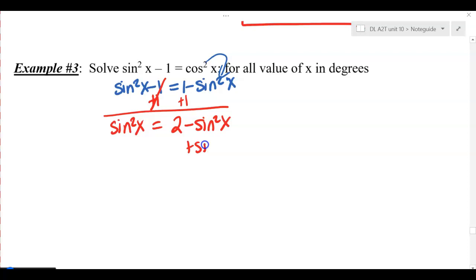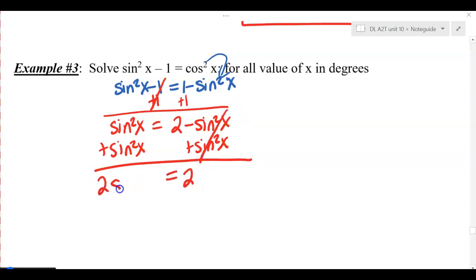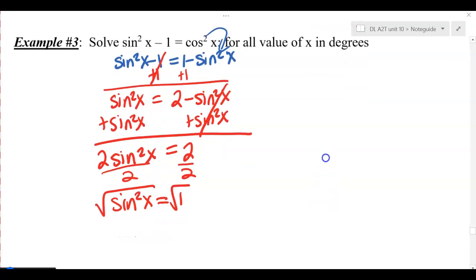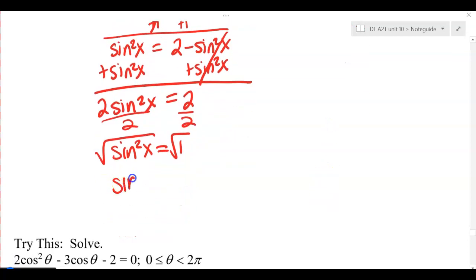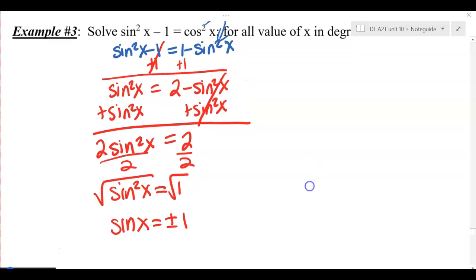And then I'm going to move the sine squareds together on the same side, because remember, that's like having x squareds. They are like terms. So here's what I would have. I would then divide both sides by 2. So I have sine squared x equals 1. And if I finish by square rooting that, I would have that sine of x equals plus or minus 1.